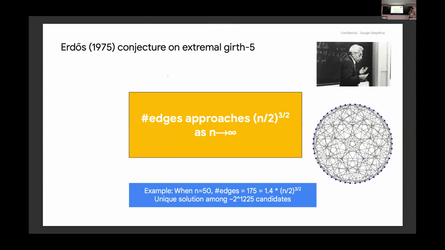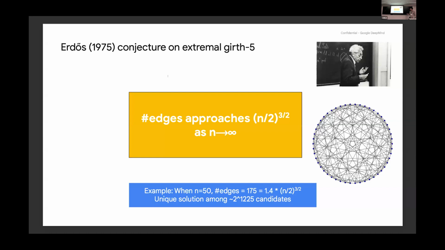Now, this is a nice example. When n equals 50, you get this beautiful, symmetric graph called the Hoffman-Singleton graph, which has 50 nodes and 175 edges, which is around 1.4 times more than Erdős's conjecture. But this graph is really an exception. As the number of nodes increases to like 1,000, you cannot have 1.4 times this. You see that in practice, most of your graphs have much fewer edges than this.